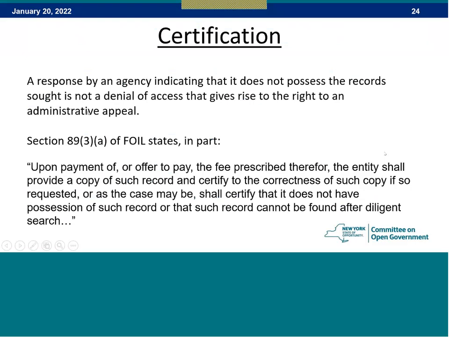I'm not sure if I addressed this, so I want to make sure I do and not forget. Unless there's a federal or state statute that prohibits disclosure or that separately governs access to a particular type of record, the ability to withhold records under any of the other grounds for denial is permissive. So for example, an agency is permitted to withhold records when disclosure would constitute an unwarranted invasion of personal privacy, but it's not required to.